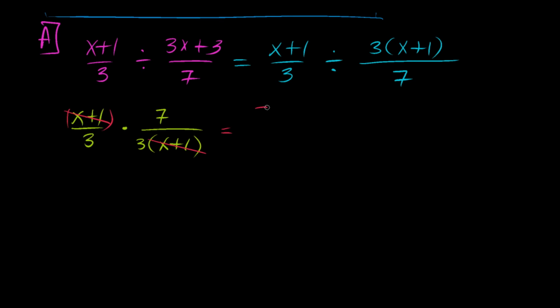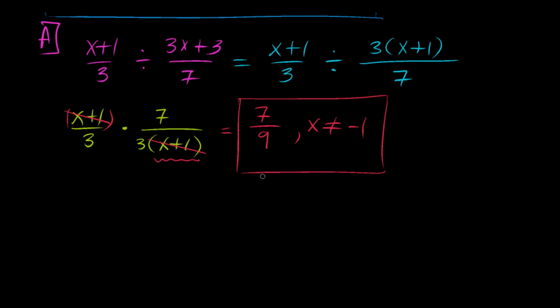So what we have is 7 in the numerator, and then 3 times 3 is 9 in the denominator. Now in your final simplified answer here, you don't see any variable in the denominator. So what we have to do is check every single denominator prior to that. Nothing here, here, here, here, here, but over here we have a restriction. X cannot be negative 1. And that would be it.